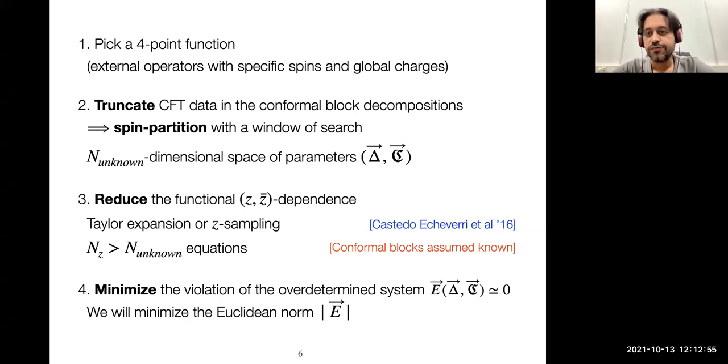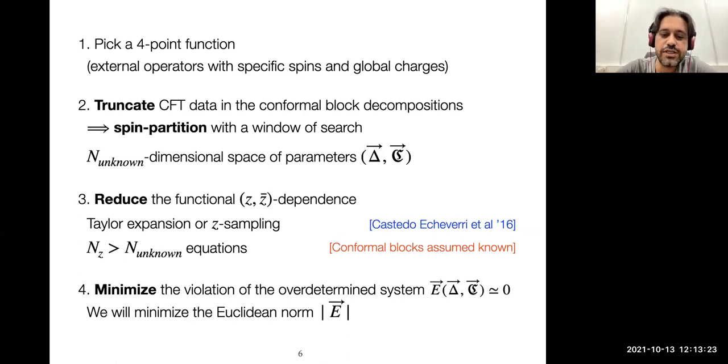And now we come to the final, fourth step. Once we have this overdetermined system of equations, we do not expect in general to have an exact solution of these equations. So the idea here is to take that vector of equations, which is NZ dimensional and depends on N unknown coefficients, and we want to minimize for each component the violation of these equations.